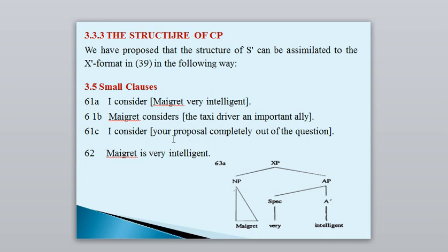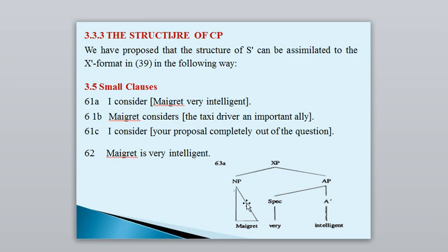You see here, your proposal completely out of the question. Again, you see here a kind of small clause. So these are small clauses, which don't have any overt verb. Look at the example with a verb: Margaret is very intelligent. In comparison with a small clause, it consists of a to be verb.